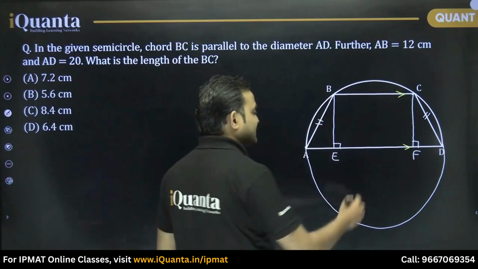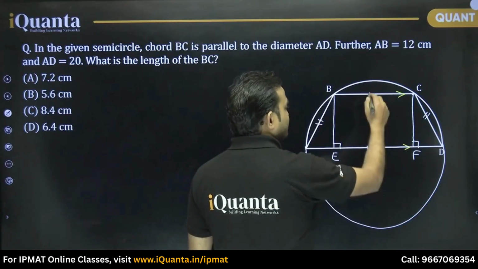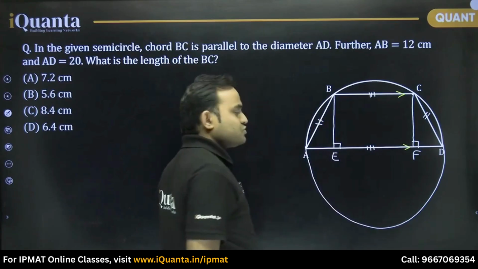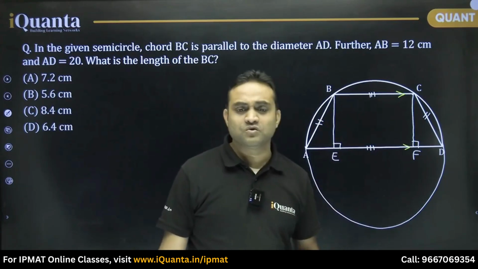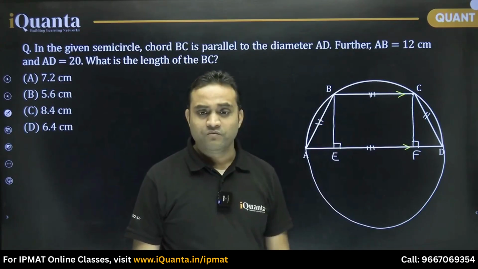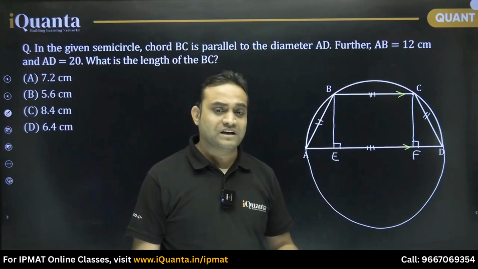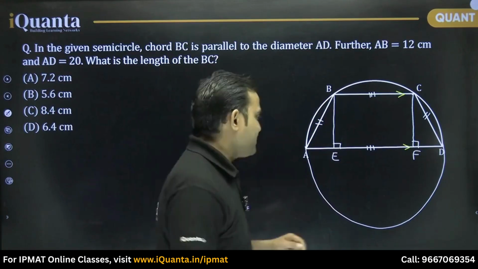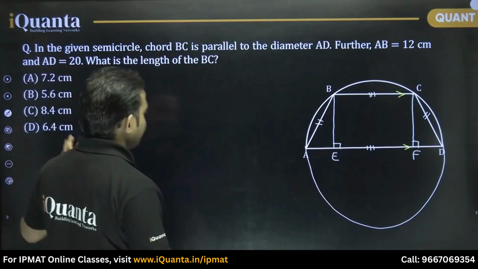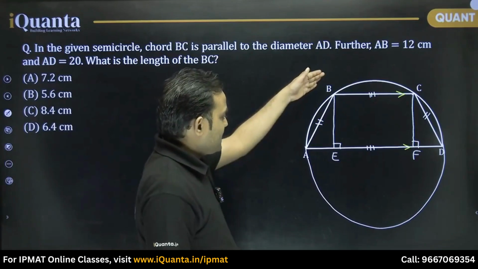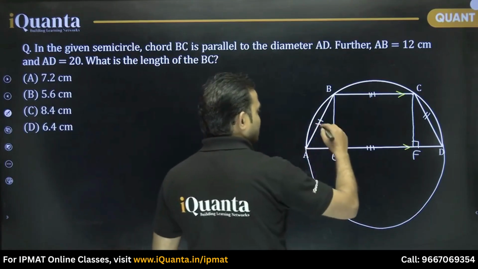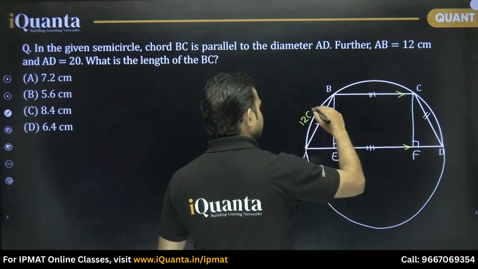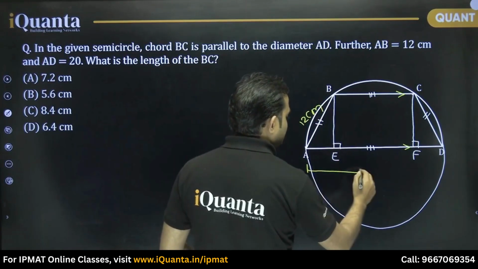So in that case we can say EF will be equal to BC. So somehow if we are able to find the length of EF, we should be able to find the length of BC, because both of them will be the same. Now in case of this quadrilateral, AB is given which is 12 centimeter, AD is given which is 20 centimeter.